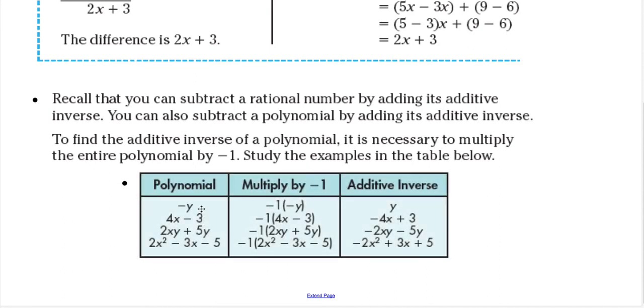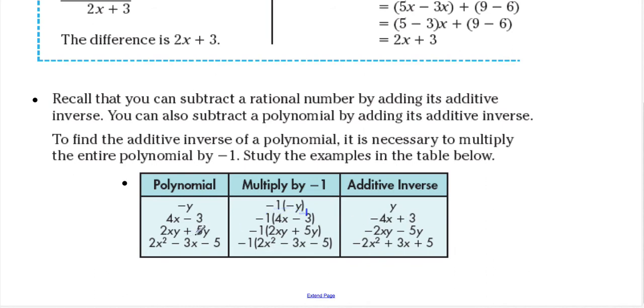You have negative y as your polynomial. If you multiply it by negative 1, the additive inverse of negative y will be y. You have 4x minus 3. Multiply the whole polynomial by negative 1. End up with negative 4x plus 3. Again, if you notice, you are distributing the negative 1 to 4x. Okay, negative 1 times 4x is negative 4x. Negative 1 times negative 3 becomes positive 3.